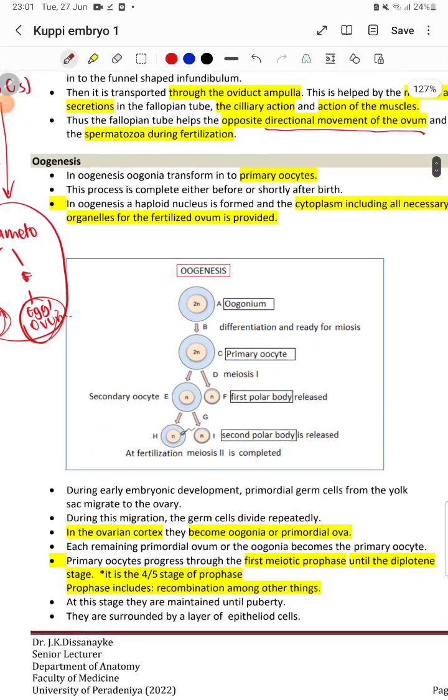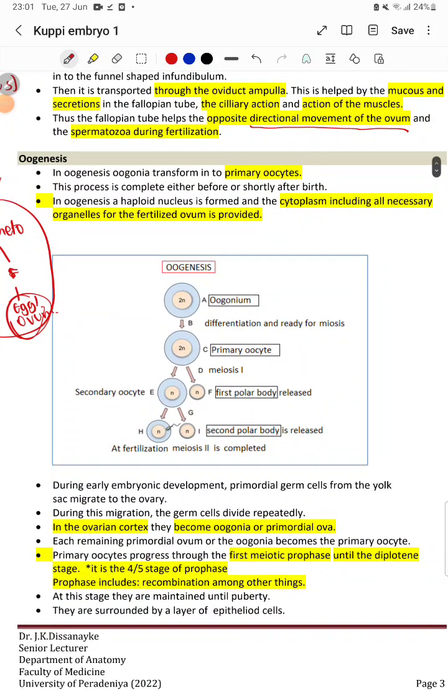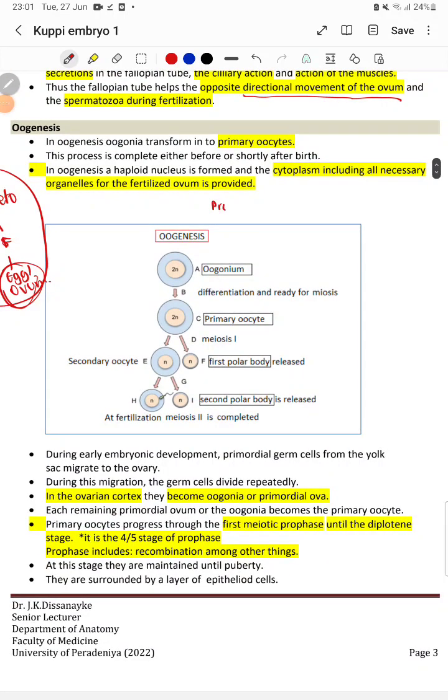So anyways, we have the oogonium. I'm sorry if I'm not pronouncing it right. But you have the oogonium, and this comes from the PGCs, right? The progenitor cells. And there's a little story related to the progenitor germ cells.